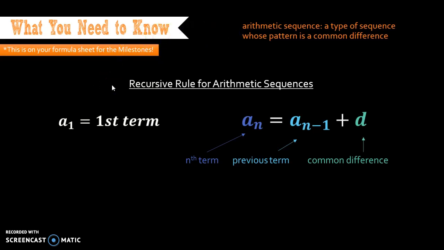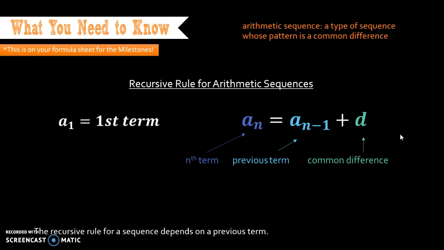The recursive rule for an arithmetic sequence looks like this. We already know that a sub 1 just means the first term. Here's the rest of the rule right here. A sub n means any term that you want, the nth term. It could be the 100th term, the 52nd term, the 3rd term, whatever number is here for n. Any term that you're talking about is equal to the term that comes before it, because we're subtracting 1 from that value, plus the common difference.